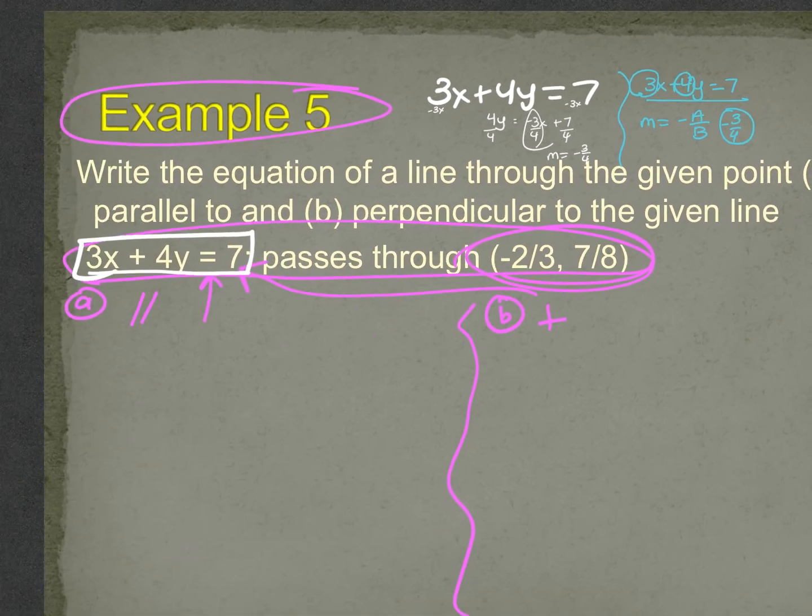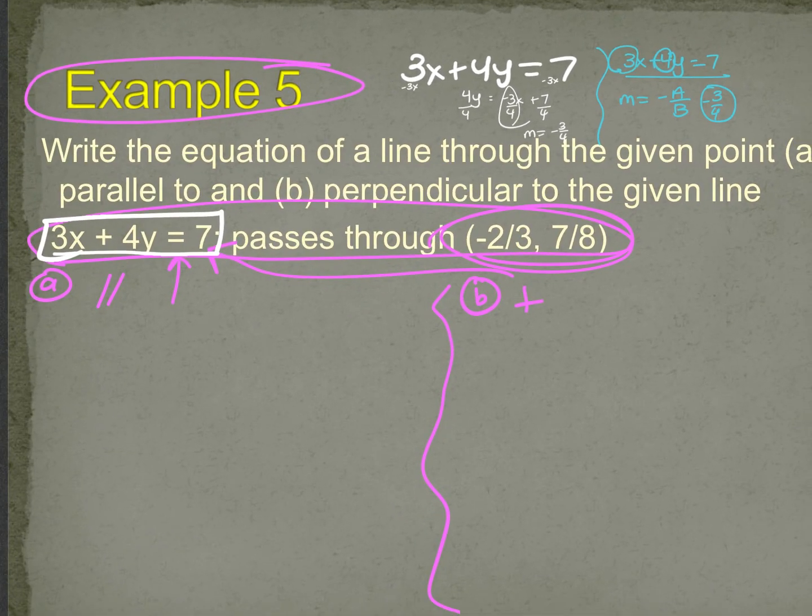All right, now I know the slope of that line. I need to find the slope of a line parallel to it. So remember, parallel has the same slope. This would be slope negative 3/4. That passes through negative 2/3 and 7/8. And then I'm going to find the slope of a line that's perpendicular to it. So opposite reciprocal, which would be positive 4/3. That passes through negative 2/3 and 7/8.